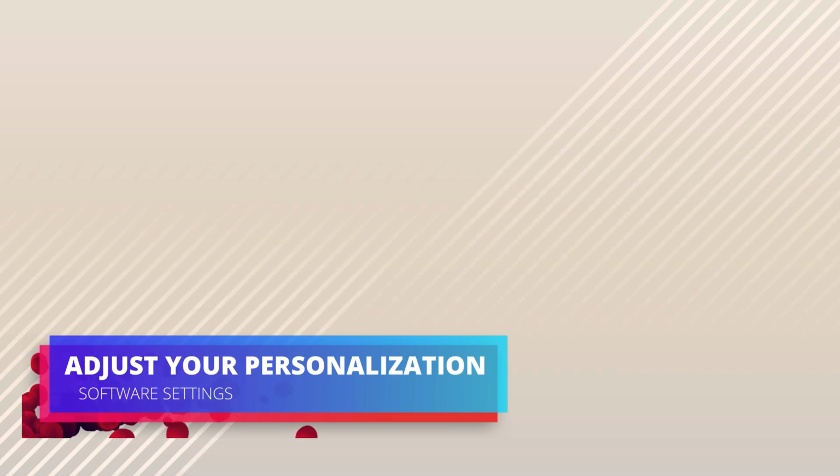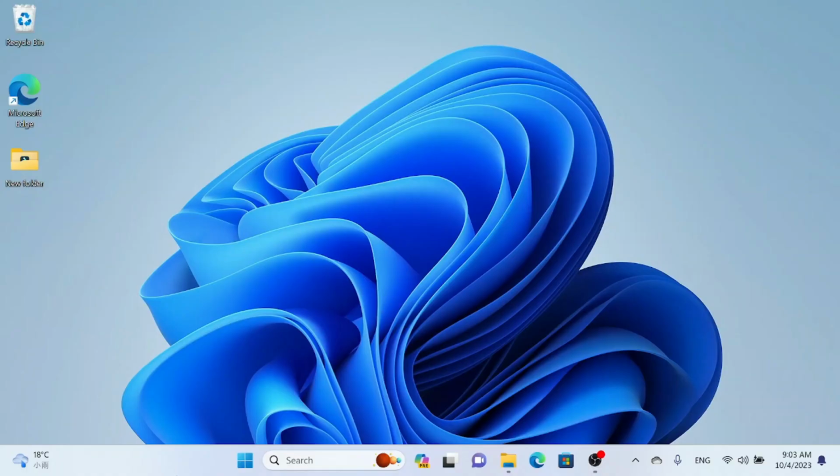Adjust your personalization settings. If by any chance you have selected a slideshow as your desktop background, you could face the screen flickering issue on Windows 11. So you should select a solid desktop background. In order to do that, let's go to Settings. Click on Settings.